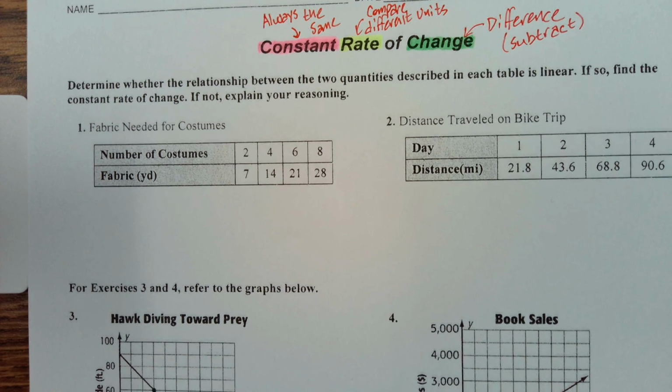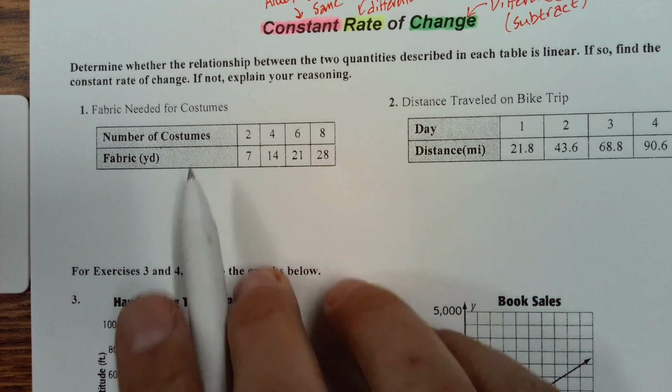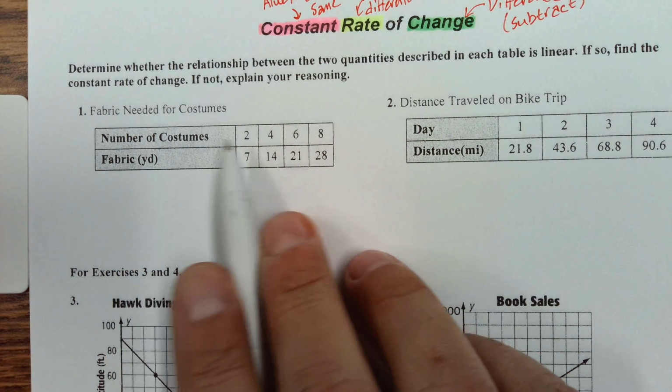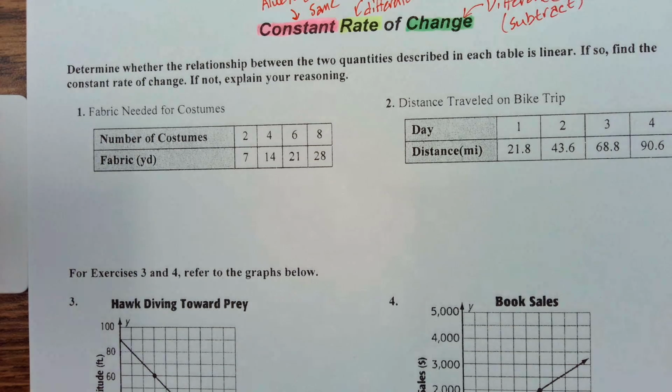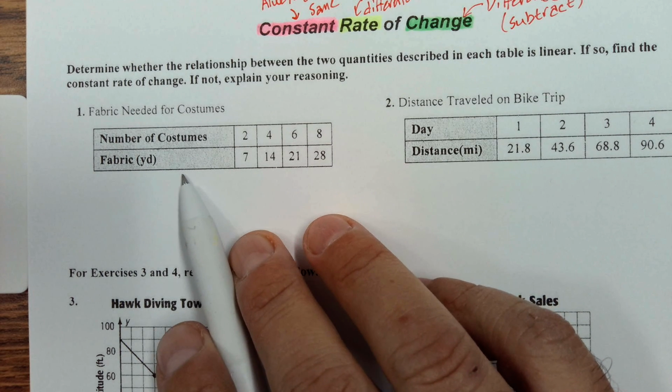So let's take a look at this fabric needed for costumes. Okay, so we're looking at a chart. Look at this table, and it says number of costumes. We got 2, 4, 6, 8. And then the fabric they're using in yards for the costumes.